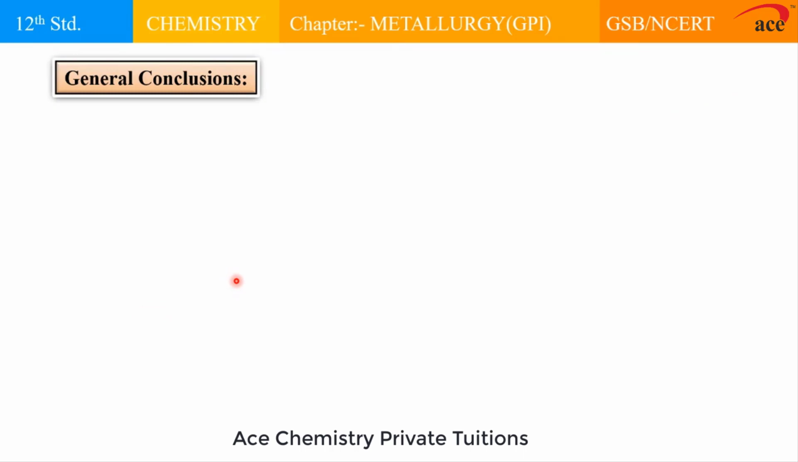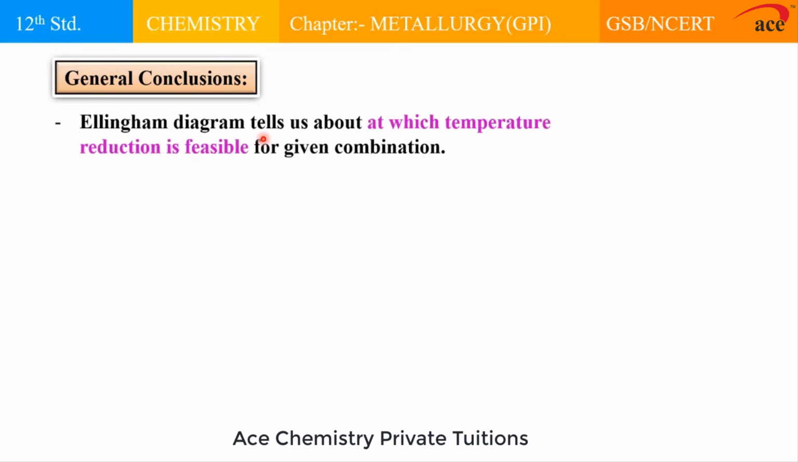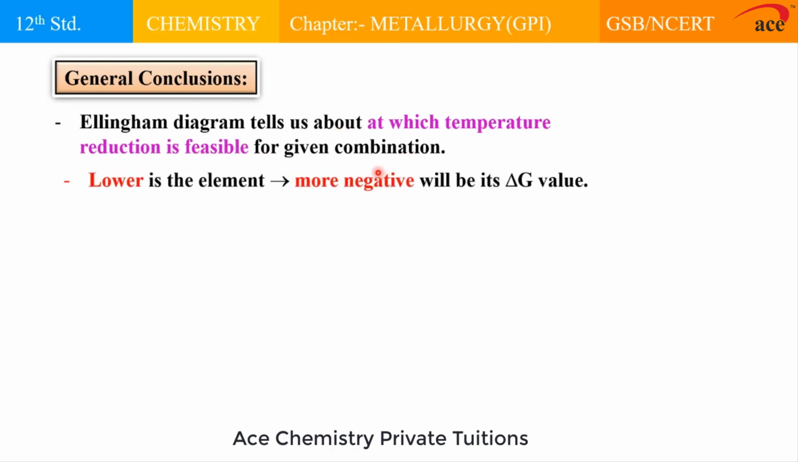Got this? You can draw some conclusions about this Ellingham diagram. There are certain limitations also associated with it. For example, some points: the Ellingham diagram tells us at which temperature reduction is feasible for the given combination.